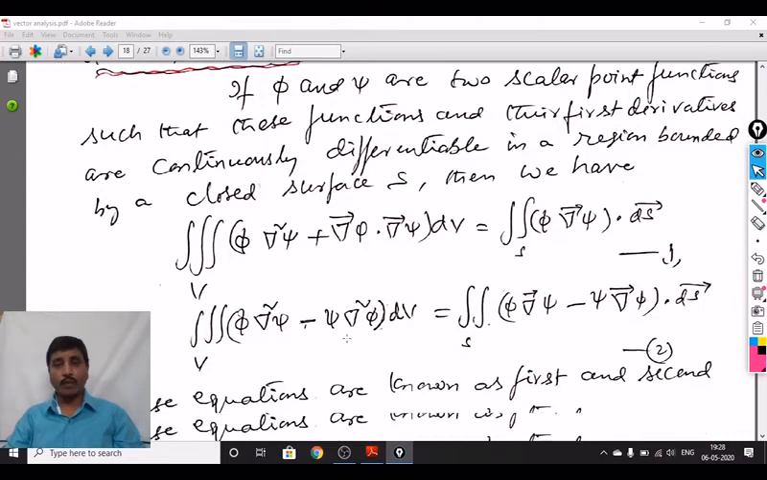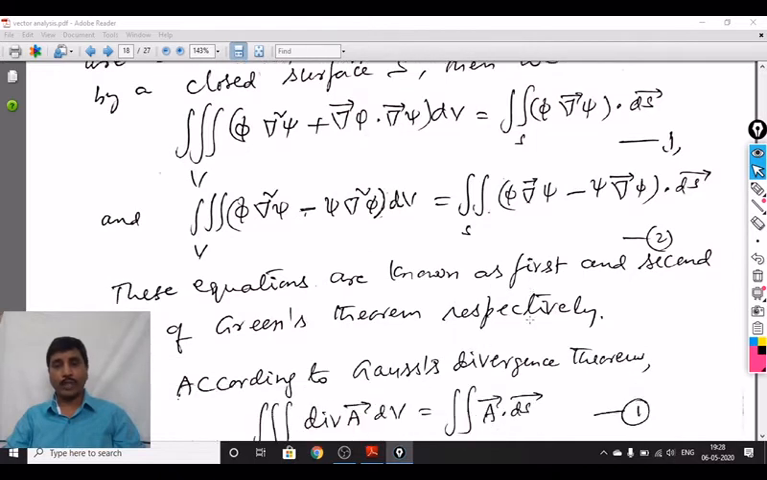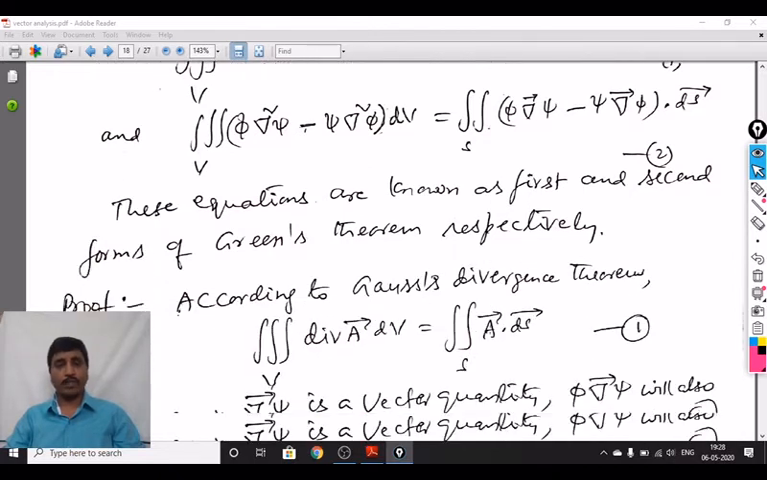The second form of Green's theorem can be written as the volume integral of phi del square psi minus psi del square phi dV is equal to the surface integral of phi del bar psi minus psi del bar phi dot dS bar. This is the mathematical form of the second Green's theorem. These two forms of Green's theorem can be proved by using the Gauss divergence theorem.